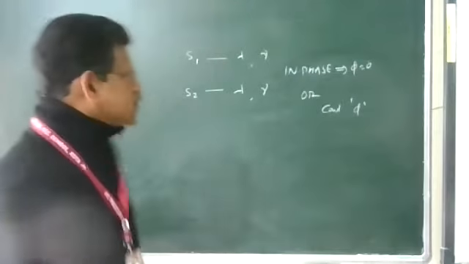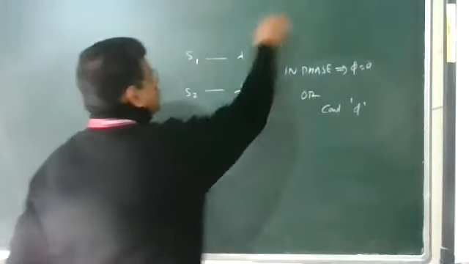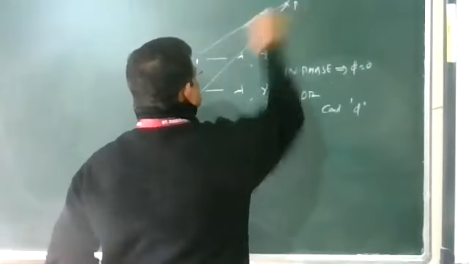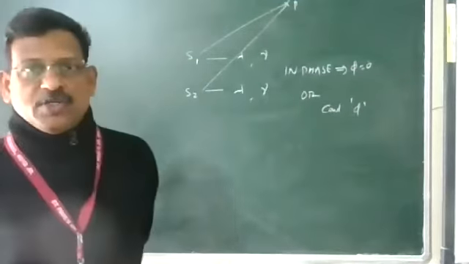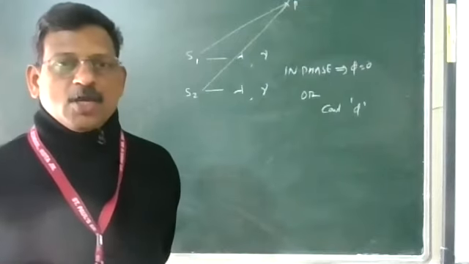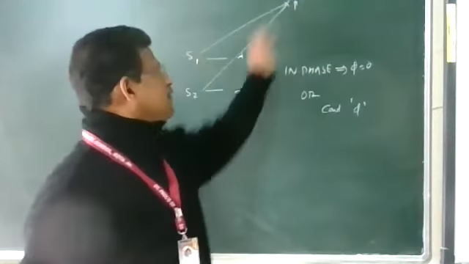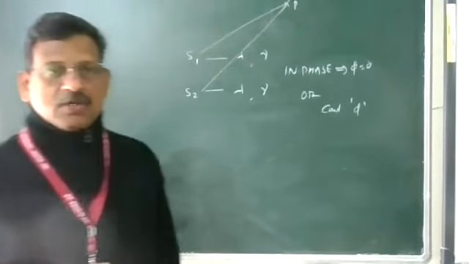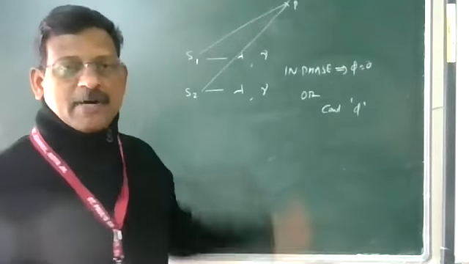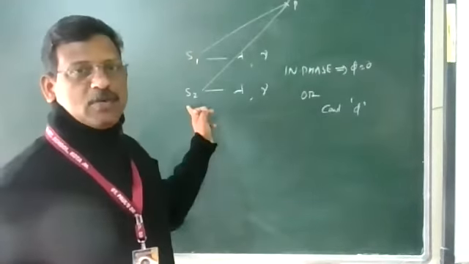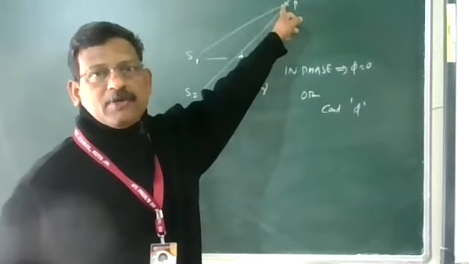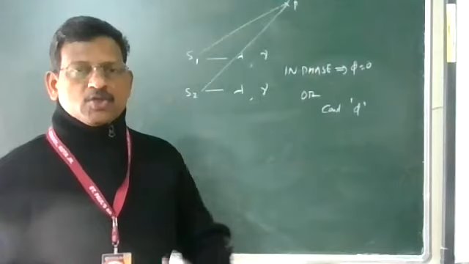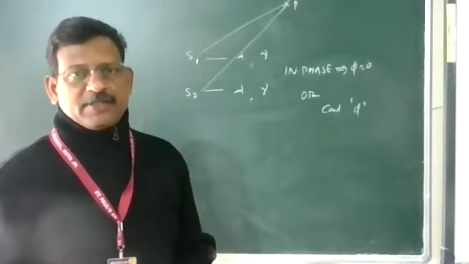Suppose S1, one source of light, is here. Suppose the light from S1 is coming to point P, and the light from S2 is going to this point. They are traveling different distances to reach the point P. So when light travels, they travel different distances, so there will be a path difference. The light from S2 is traveling more distance to point P. We can calculate the difference in path later. So a path difference makes a phase difference.